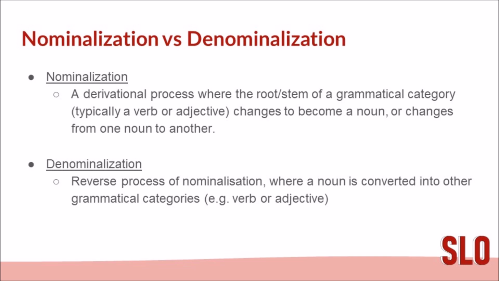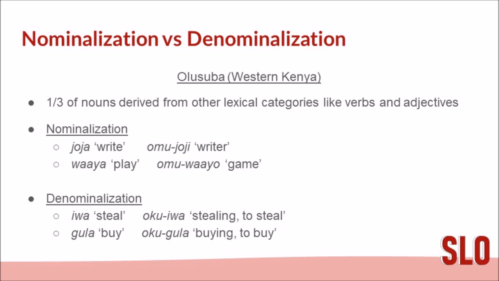Here, I'd like to introduce the language Olusuba spoken in Western Kenya. An interesting fact about this language is that a third of the nouns are actually derived from other lexical categories like verbs and adjectives. For example, for nominalization, write can change to writer depending on the prefix that's added, while for play, waya changes to game when omu is added to omuwayu.